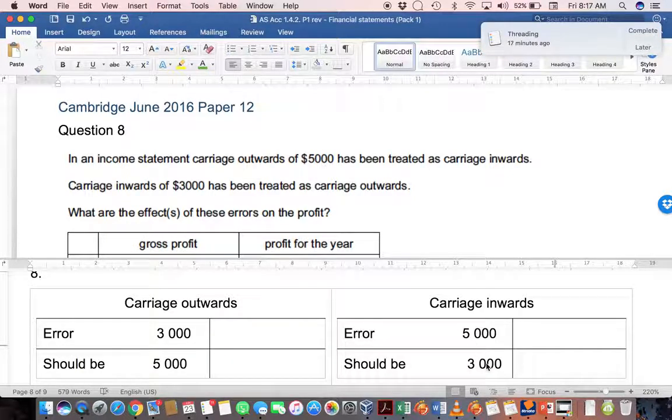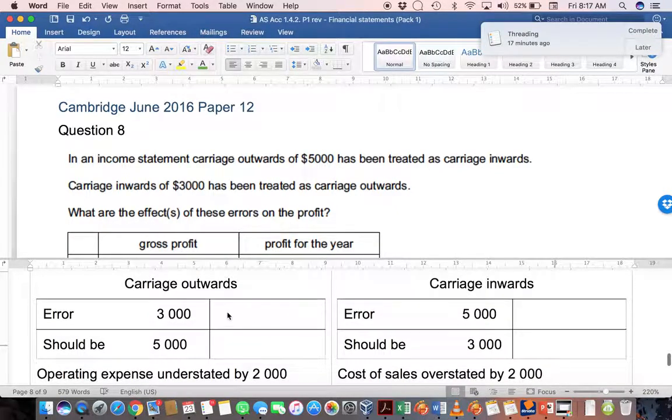However, carriage inwards is the opposite. It should be 3,000, but it has been treated as carriage outwards. So if we look at these two accounts, we should easily be able to see that my carriage outwards has been understated by 2,000, and my carriage inwards has been overstated by 2,000.